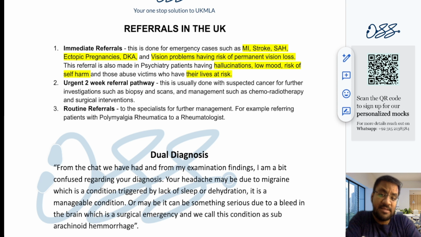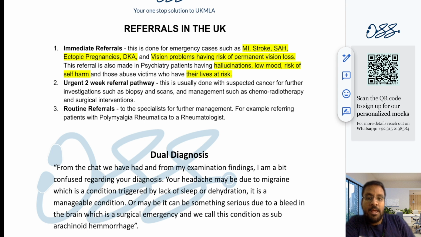The next two pathways you already know: the urgent 2 week wait referral pathway, which we discussed is for suspected cancers, and the routine referral pathway, which is for diseases that are not urgent. For example, somebody presenting with body pain and diagnosed as polymyalgia rheumatica, you can easily do a routine referral of this patient to rheumatology. Okay, there is no urgency for it, so those patients would undergo the routine referral. All right, so you need to be aware of these pathways.